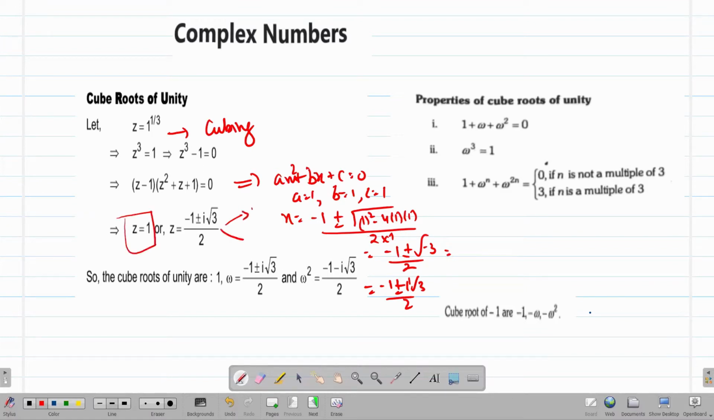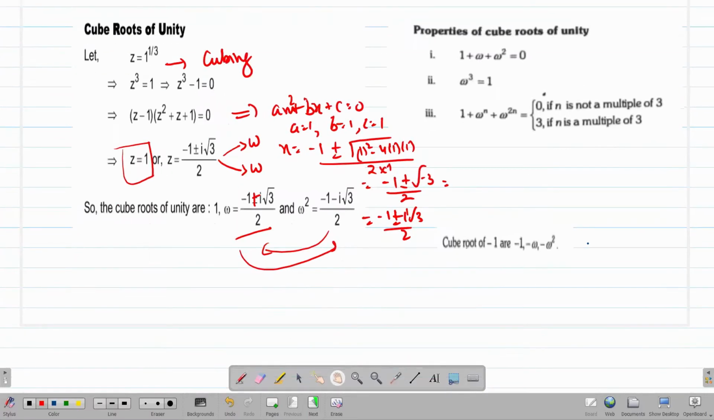One of them is known as omega, another is omega square. If you take omega as minus 1 plus iota root 3 by 2, then omega square is minus 1 minus iota root 3 by 2. You can interchange both because both are square of each other. If I square this, I get omega square, and if I square this, I get omega. So both are square of each other, and whenever we get imaginary roots, they always occur in pair. Both are conjugate of each other.